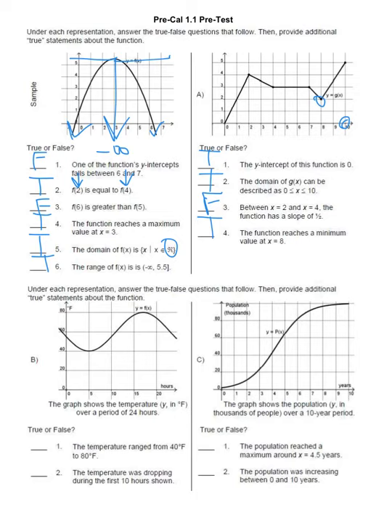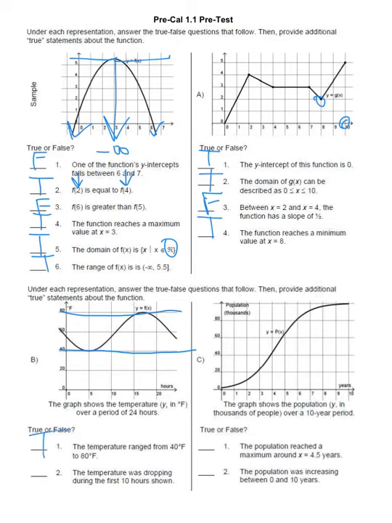Okay, let's move to the bottom graphs, and let's start with this one about temperature. So the graph shows the temperature over a period of 24 hours. So number 1, the temperature ranged from 40 degrees to 80 degrees. So my degrees is the y-axis, and if I look at this graph, I can see that the lowest temperature is 40 degrees, and the highest temperature is 80. And then everything else fits between those two values, so that would be true.